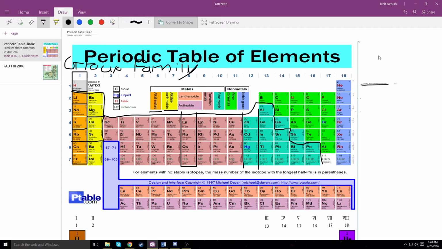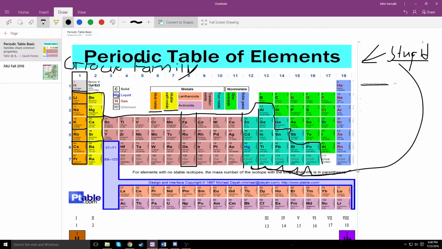I'm actually using an outdated periodic table. So I'm going to say right here, stupid, even though this is not stupid. I'm just saying that because these are actually found. So I'm guessing this table is from, I want to say 2015 or early 2016. These elements were actually found in June of 2016, if I remember correctly.